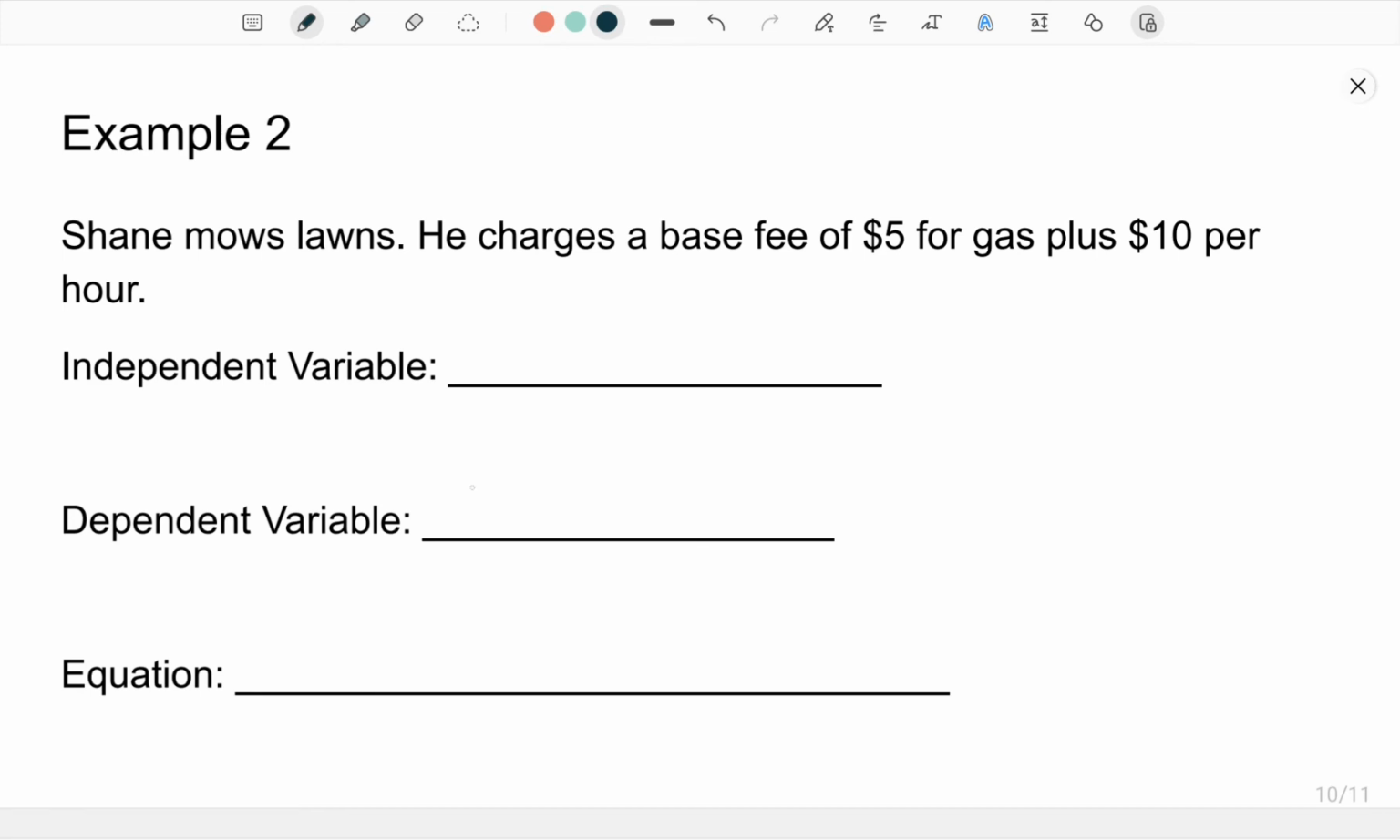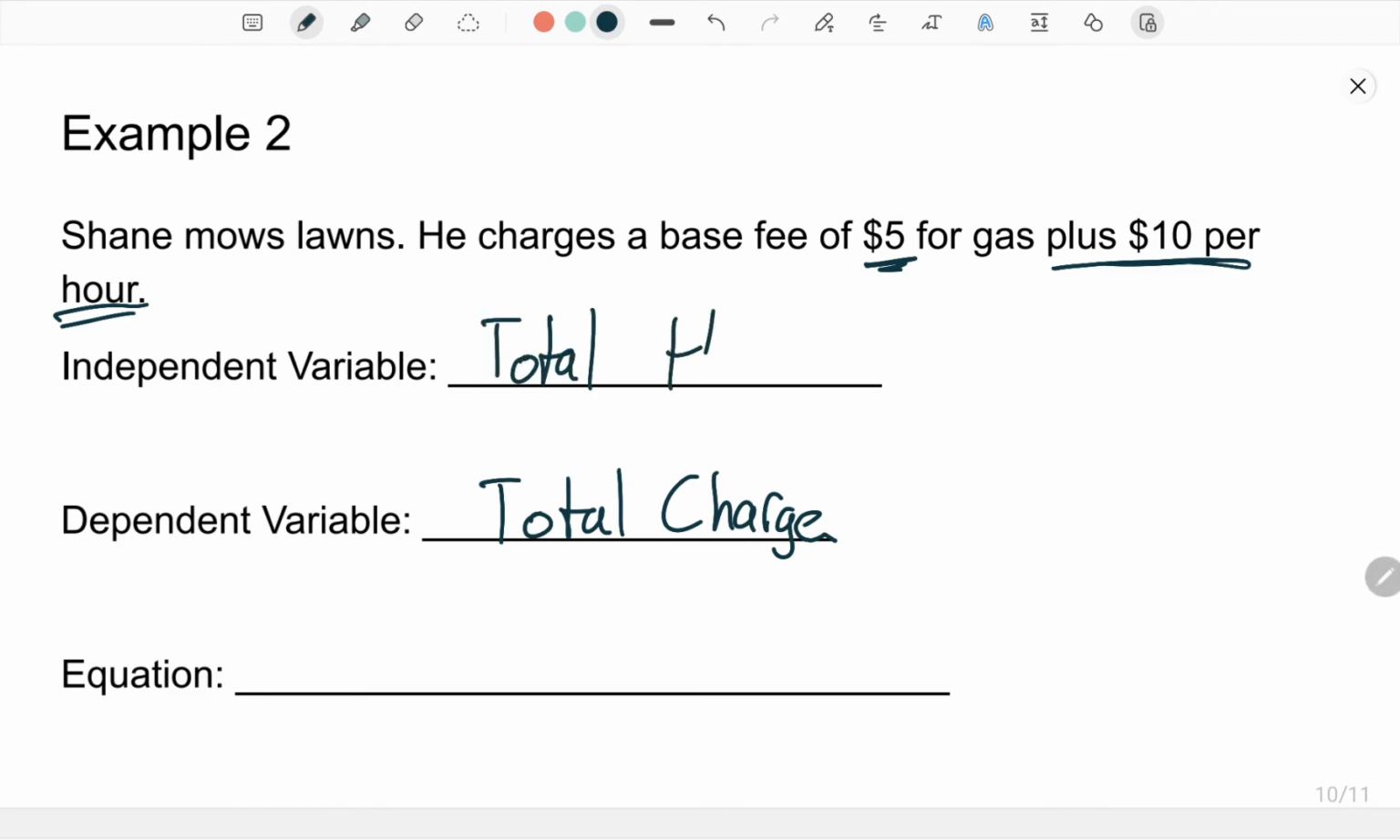So in this case, since we're charging money, we'll say the total charge. And what is actually affecting the total charge? Well, it says here we normally spend $5, or that's like our base fee, plus $10 per hour. So the more hours we mow lawns for, the larger our charge. So it's actually the total hours. That's what's changing. Maybe we work 5 hours one day, 10 hours the next day, and that would change the total charge.